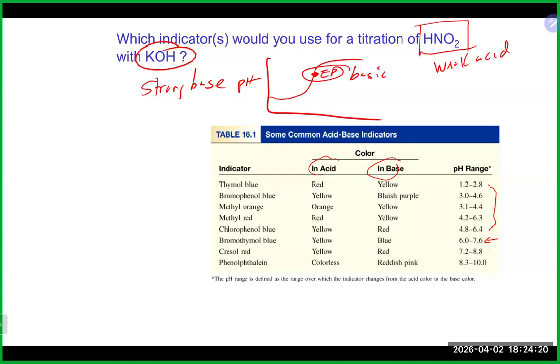So really our choices here would be our last 2, as they definitely get well into the basic range there. And again, that's phenolphthalein and cresol red in this case. Any questions on how to choose an indicator?